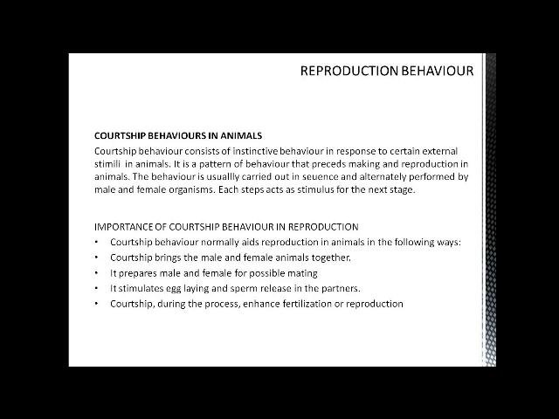The next thing we are to look at is the importance of courtship behavior in reproduction. How important is courtship behavior in reproduction? One of the importance or usefulness or advantages of courtship behavior is that it normally aids reproduction in animals in the following ways. 1. Courtship behavior brings the male and female animals together. Without the courtship, there won't be a coming together of the opposite sex or genders.